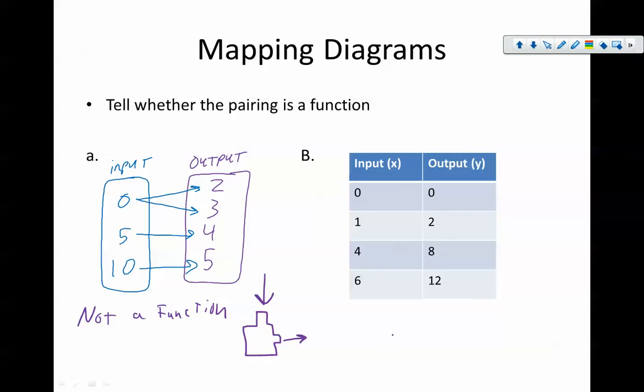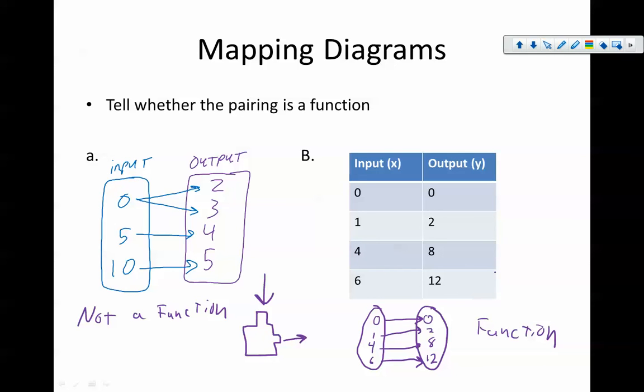Let's do part B. Let's draw a mapping diagram for this. So again, we're going to make our inputs on one side, and we're going to make our outputs on the other side. So the inputs are going to go 0, 1, 4, 6, and the outputs are going to go 0, 2, 8, 12. And the way that we draw the lines is simply that this 0 is paired with this 0, so that goes across. The 1 is paired with the 2, so that goes across. The 4 is paired with the 8, and the 6 is paired with the 12. And notice that it's 1 to 1 all the way down, so this is a function.